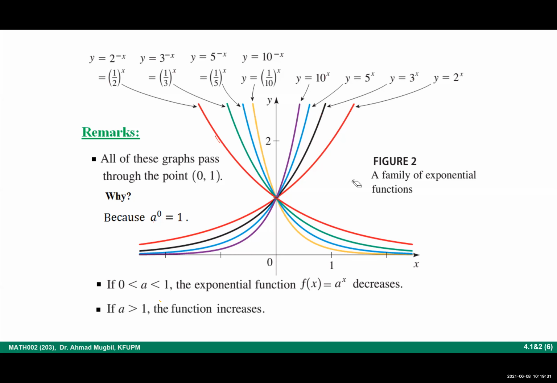What else, shabab? There is a horizontal asymptote. What is the horizontal asymptote? The x-axis. What is the domain? The domain, the x values, is from negative infinity to infinity. What is the range? The range starts from where to where? From 0 to infinity. So the domain is all the real numbers. The range is the positive numbers only. Even 0 is not there.